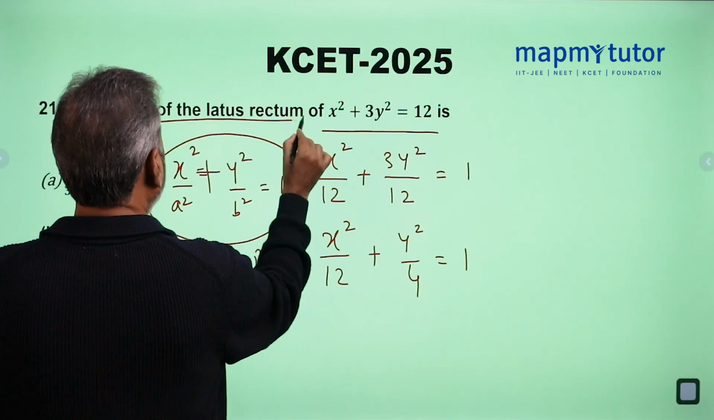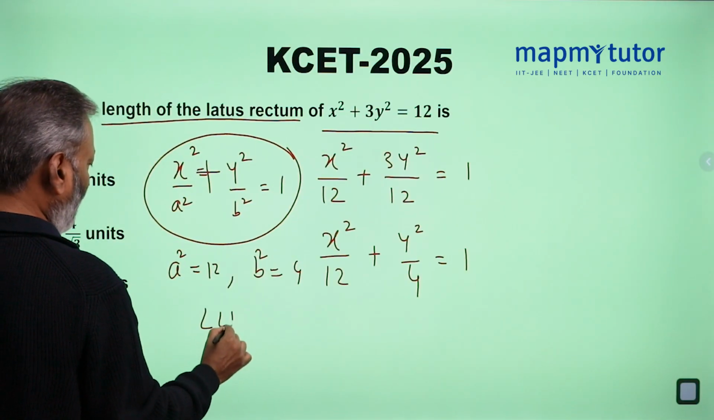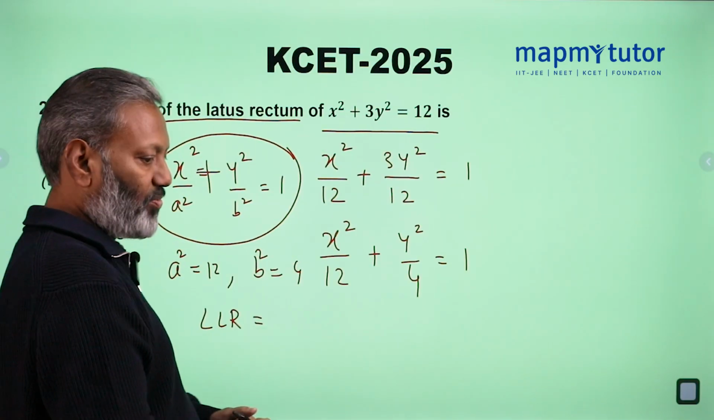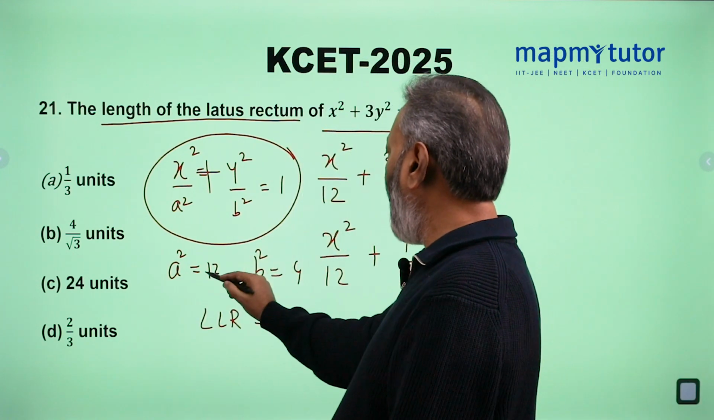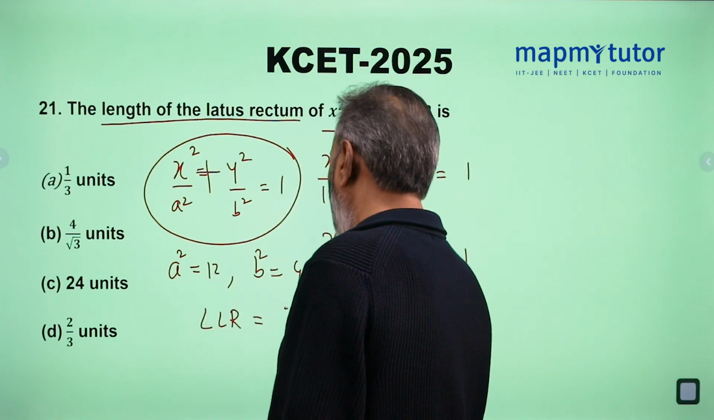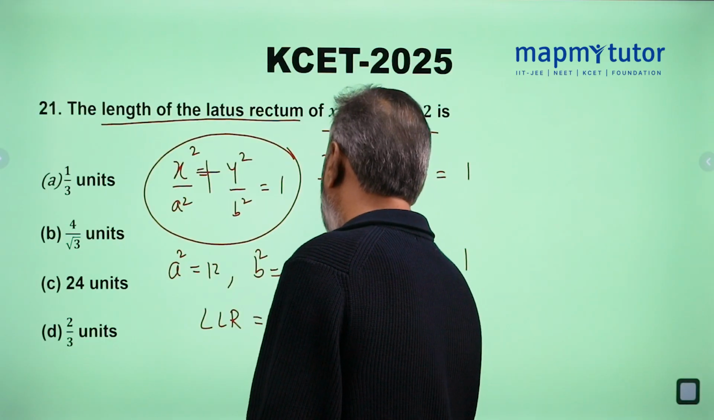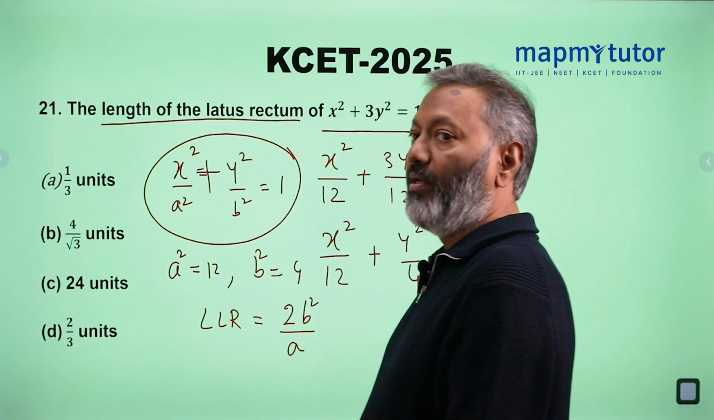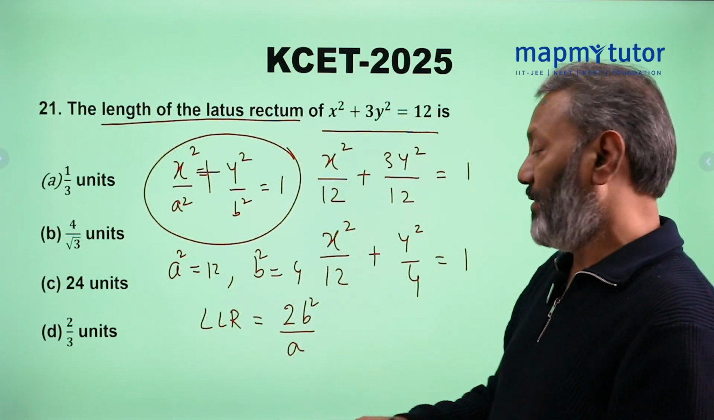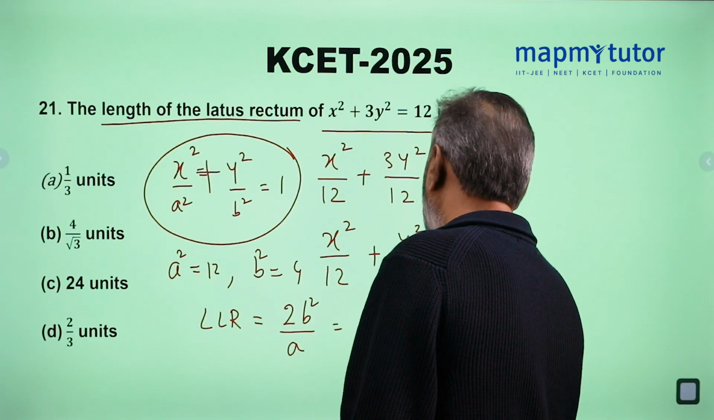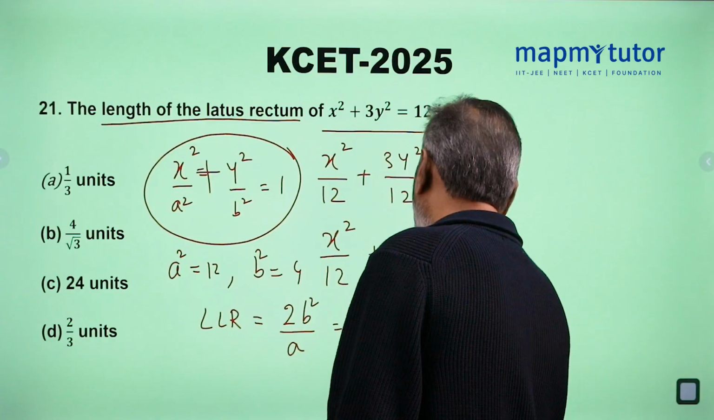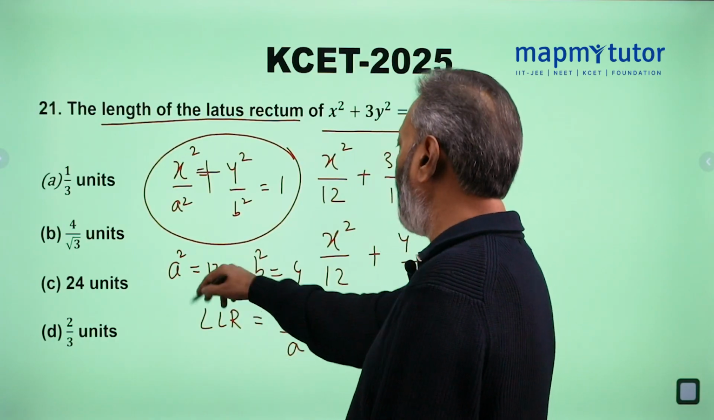But I want the length of the latus rectum. In short, I'll write it as LLR. LLR means what? Length of latus rectum. Formula. Since a square is greater than b square, the formula will be 2b square by a. If a square is less than b square, then it will be 2a square by b. Right? So 2 into b square is 4 and a is root 12. Be careful. A square is 12.